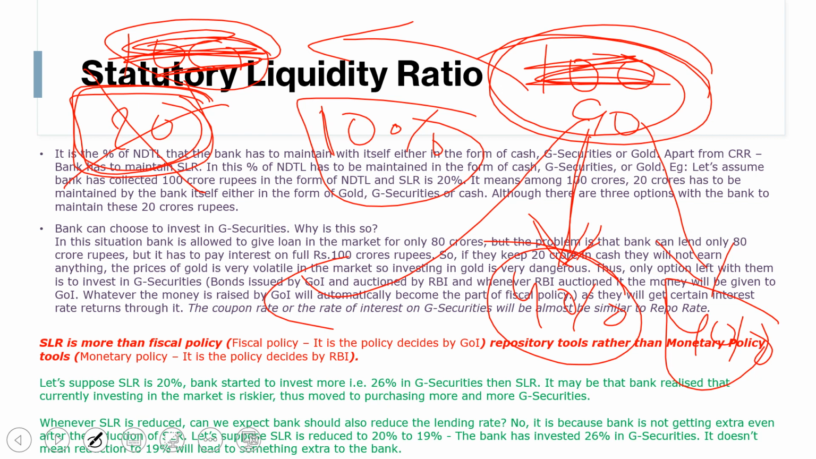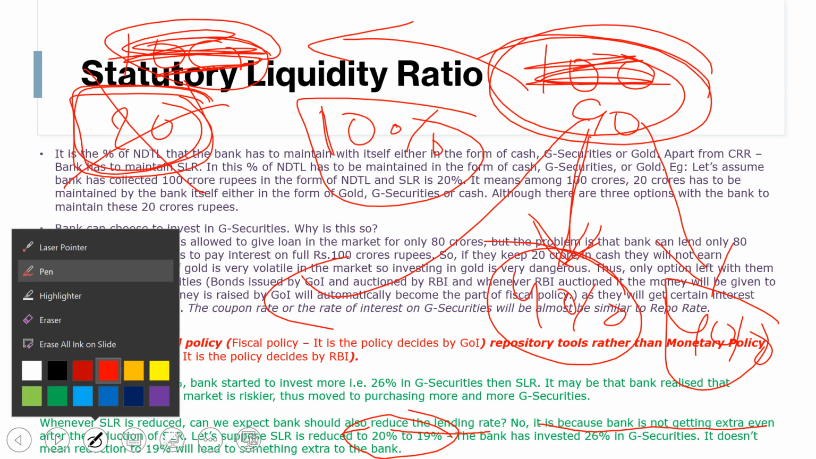With this topic you have to take care that it is not up to the bank, it is not liable on the bank, that if the SLR is reduced, the bank has to reduce the interest. The bank may or may not; the bank will earn more profit. So whenever SLR is reduced, can we expect the bank to also reduce the lending rate? No, because the bank is not getting anything extra even after the reduction of SLR. Suppose SLR is reduced to 20%, from 26%, the bank has to invest in G-securities. It does not mean the 19% will be lent by the bank as some extra.